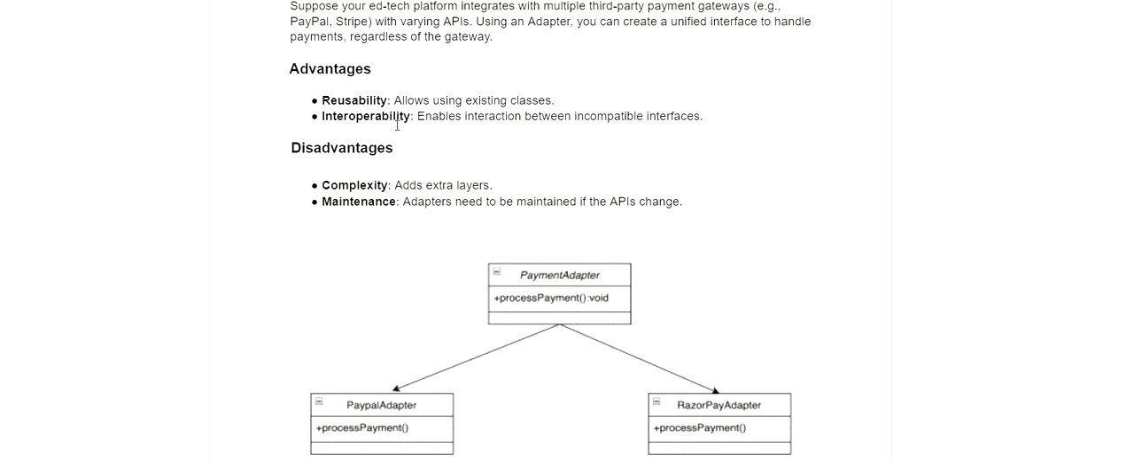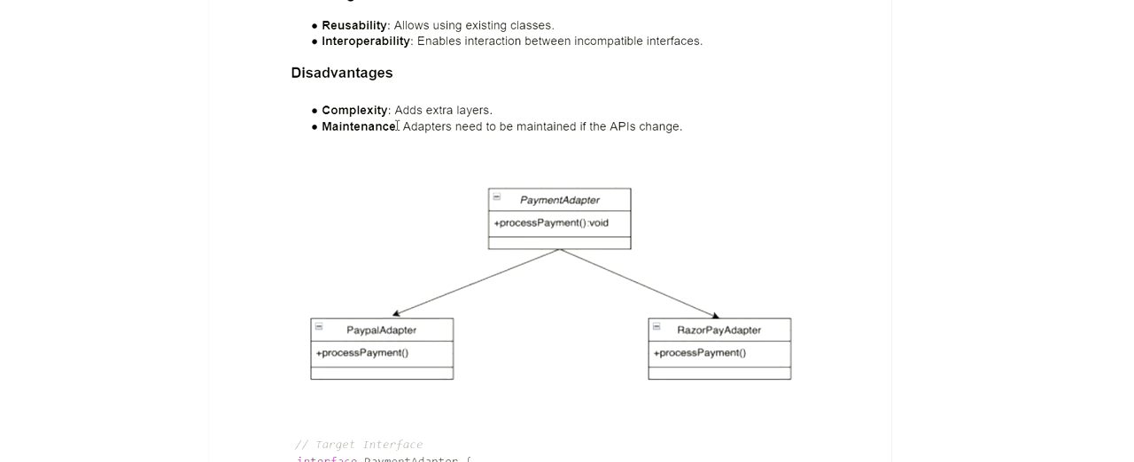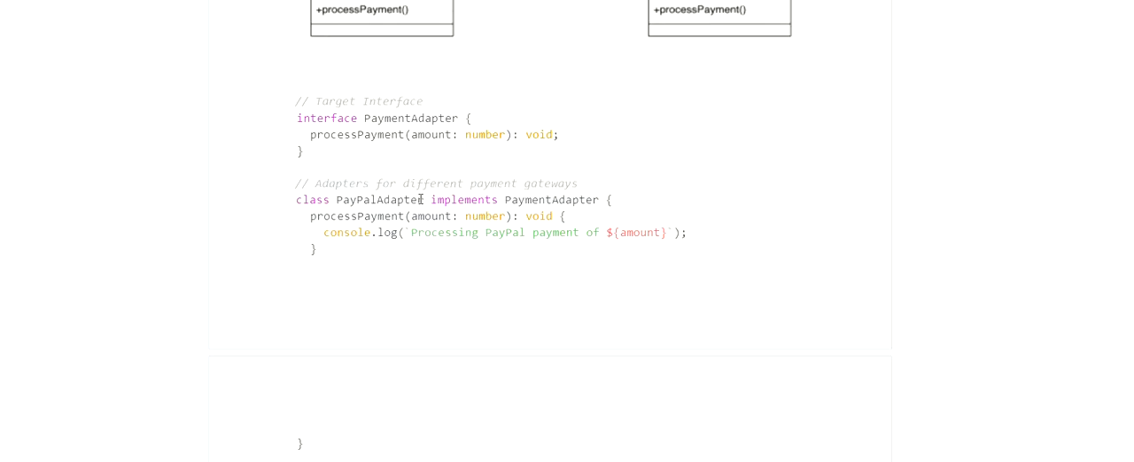And we can increase the interoperability of our code. But there are a few disadvantages that it has. First is the complexity, as it adds an extra layer of interface for each particular instance of a class. And secondly, we need proper maintenance of each particular interface and each class if the API changes. For example, here we have created an interface, PaymentAdapter.